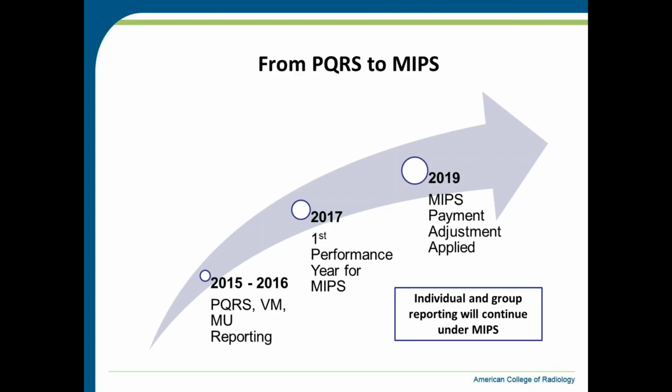Everyone on this call is aware, but there's a 2-year lag time between when you actually report measure information and when CMS analyzes it and determines if you were successful or not, and then they'll assign a payment adjustment, either positive or negative. Going forward in 2017, both individual and group reporting will continue under MIPS.